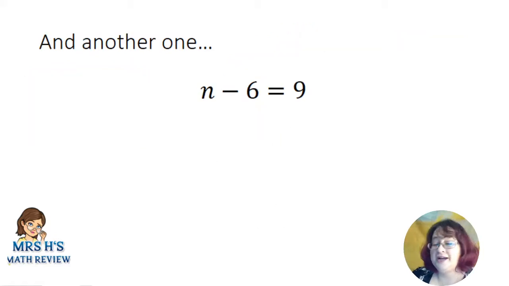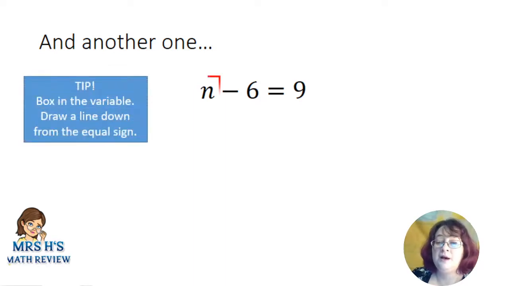Here we have subtraction. So, n minus 6 equals 9. I still start out the same way. I always box in the variable to remind myself what I need to get by itself. And I draw the line down to remind myself that whatever happens on one side has to happen on the other.